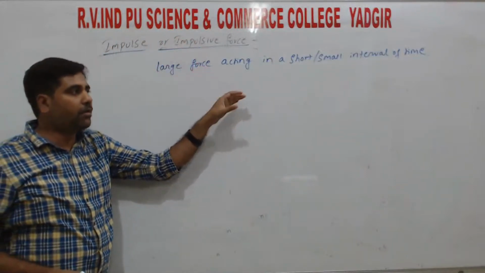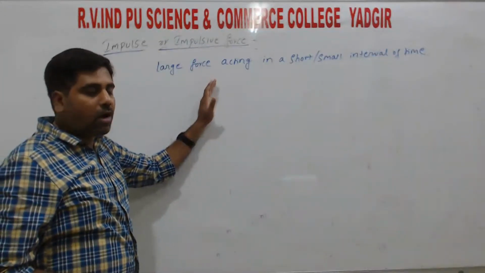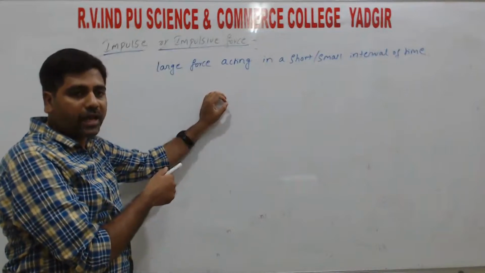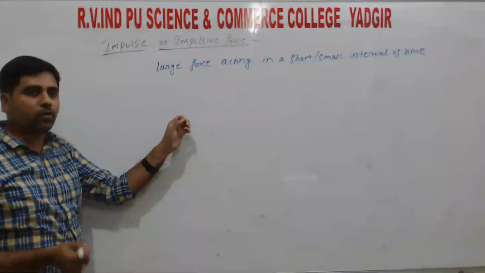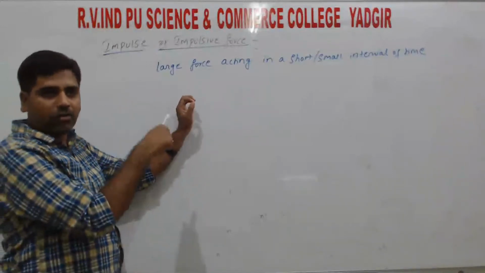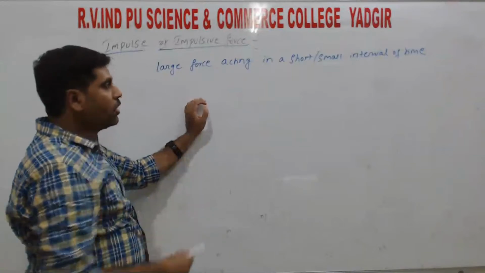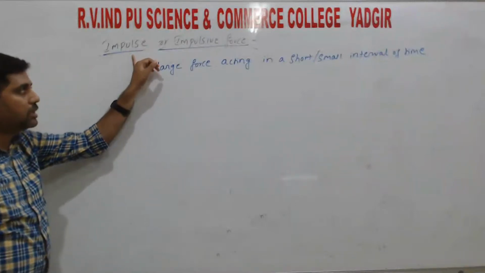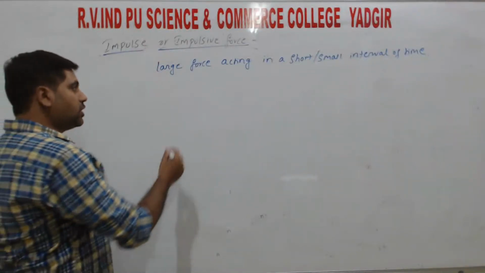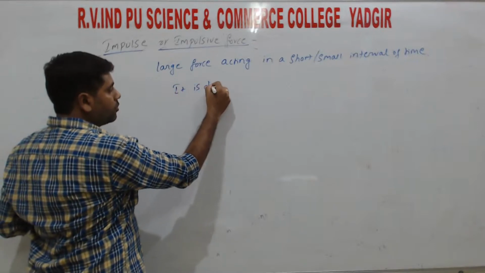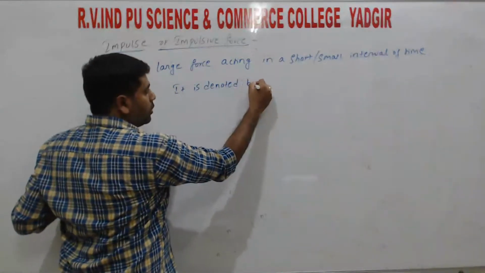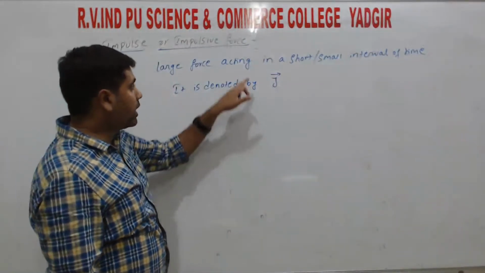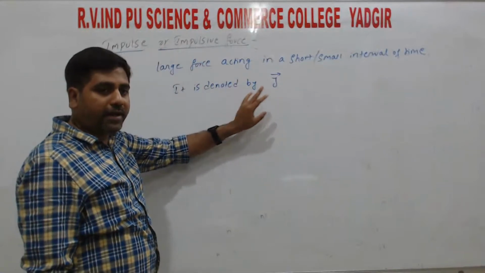So large force acting in a small interval of time, that we call impulse or impulsive force. The best example is when we hit a nail against the wall. When we hit with a hammer, a large force is acting on the head of the nail. In a short time, we hit the hammer only for a little while. So only in a short time we are applying a large force. That we call impulse or impulsive force. It is denoted by the letter J, right?